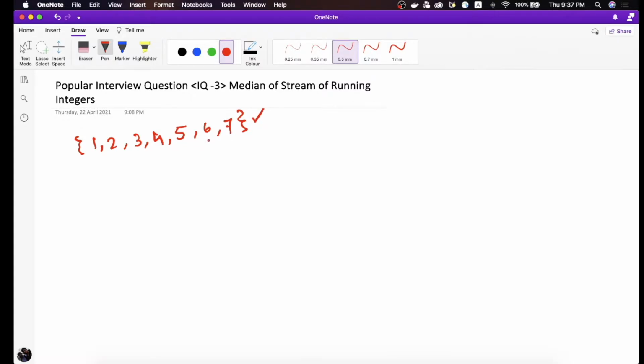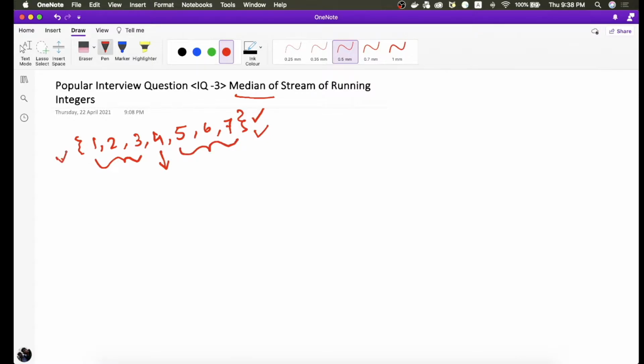And if we want to find out the median of this set of numbers, we first have to see the size of the array. Over here, you can see that the size of this array is 7, which is an odd number. So if the size of the array is an odd number, the median will be the middle number of this array. So over here, the median of this set of numbers will be 4, because we can distribute this array into two equal sets, one consisting of 1, 2, 3 and another consisting of 5, 6 and 7.